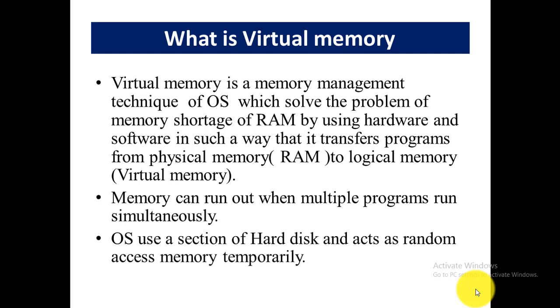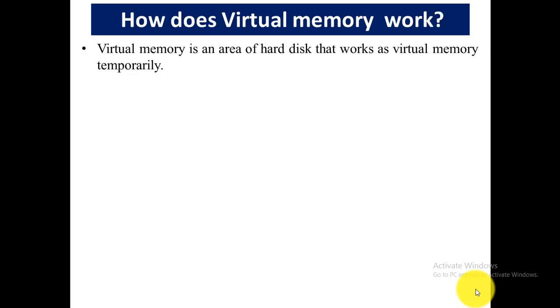The operating system uses a section of the hard disk and acts as random access memory temporarily. What does it mean? How does the operating system use the hard disk? Does it mean that the operating system converts the hard disk into virtual memory? Let's see. Virtual memory is basically an area of the hard disk that works as memory temporarily. Keep in mind, as the name suggests, virtual means it's logical memory.